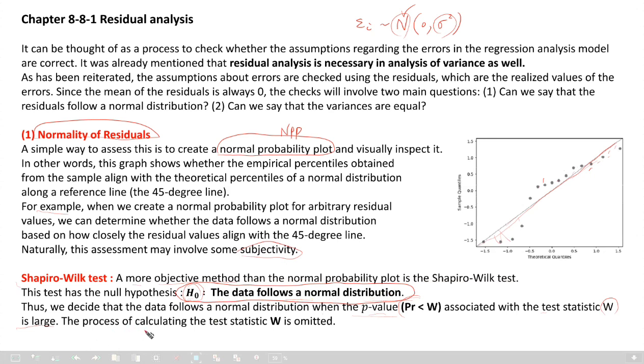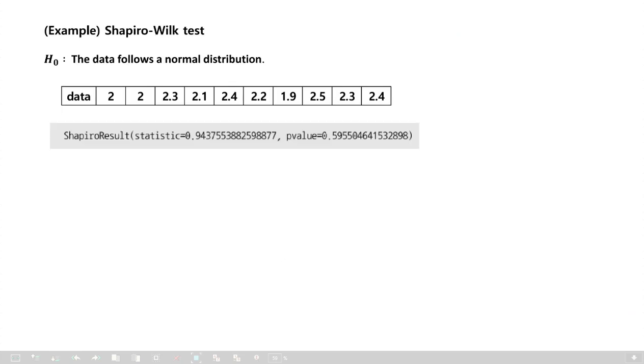The process of calculating the test statistic is omitted. Actually, it is very complicated, so you don't have to worry about what the test statistic W is. Let's see a simple example here. Shapiro-Wilk test. H0: the data follows a normal distribution. H1, of course, what? Not H0. Here is simple data: 2.3, 2.1, something like that. Ten data points.